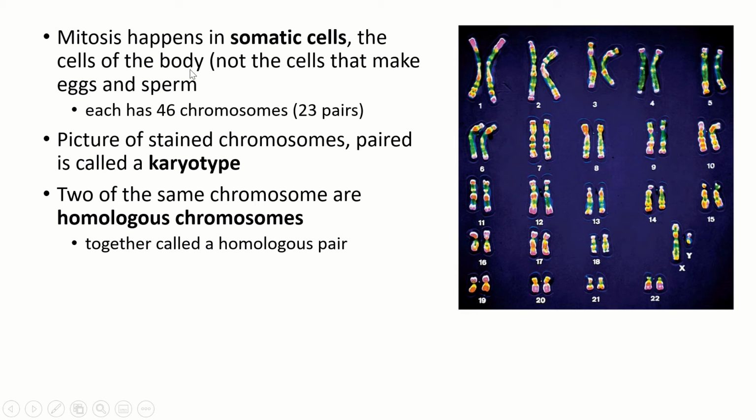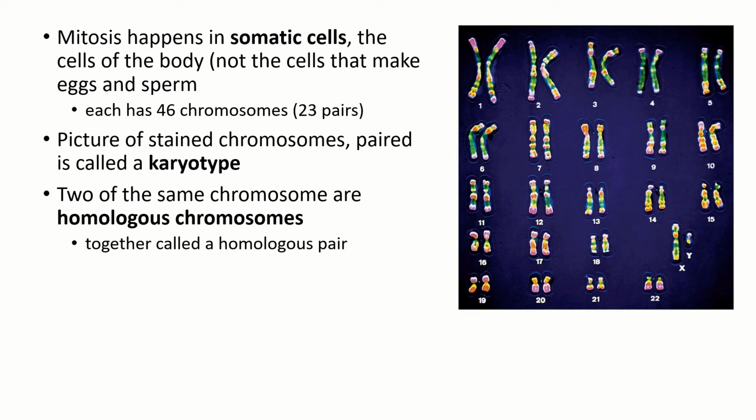And these are going to make new cells to create new tissue, to replace worn out tissue, like skin cells that have worn away. That's all going to happen by mitosis. Remember, mitosis is the process where we take one cell, we make an exact duplicate of it, so we end up with two cells that have exactly the same DNA.